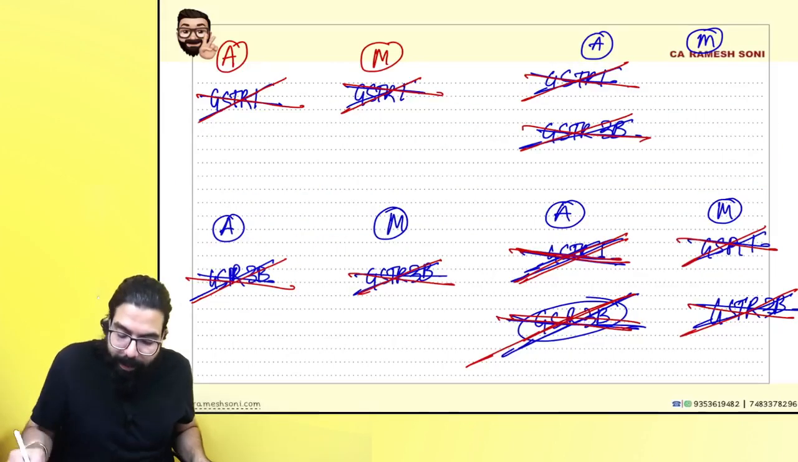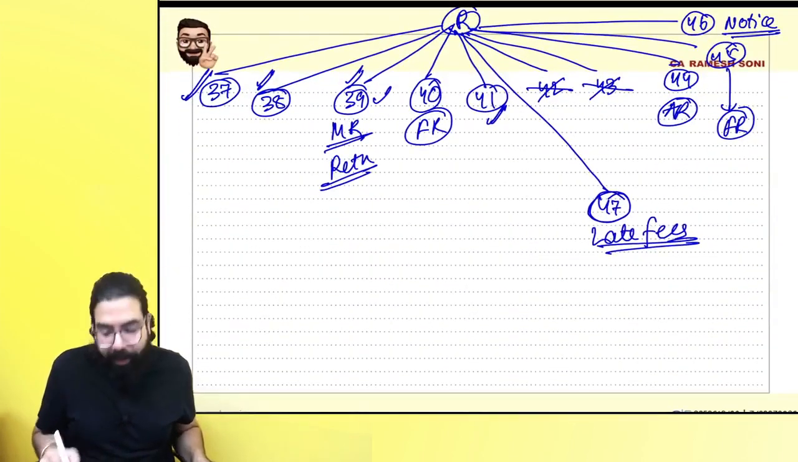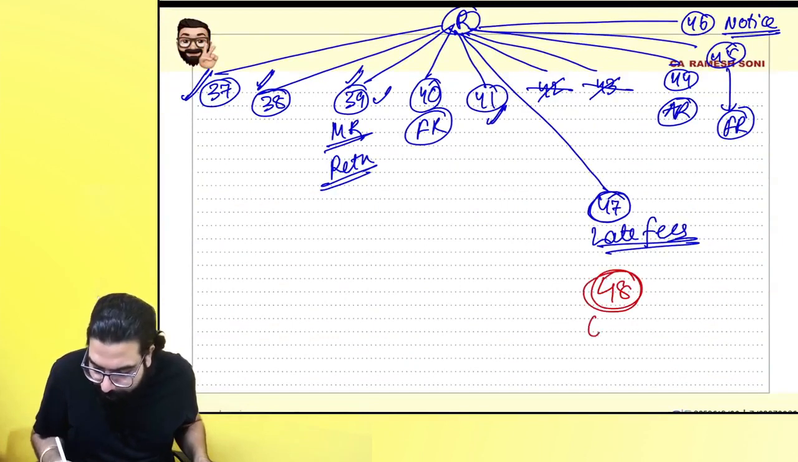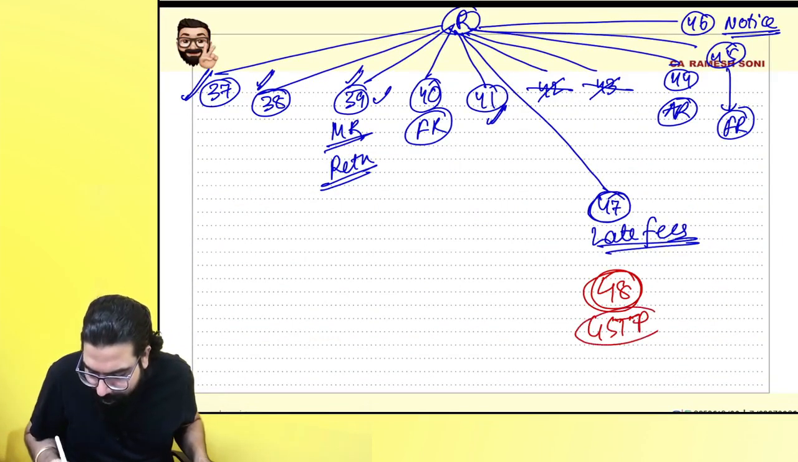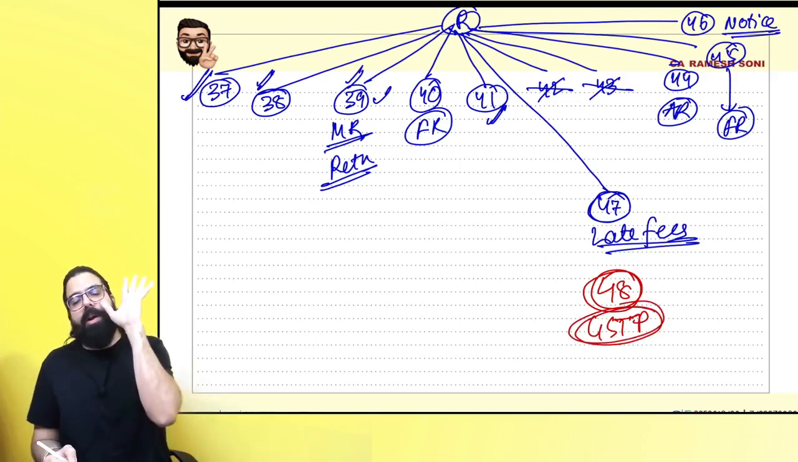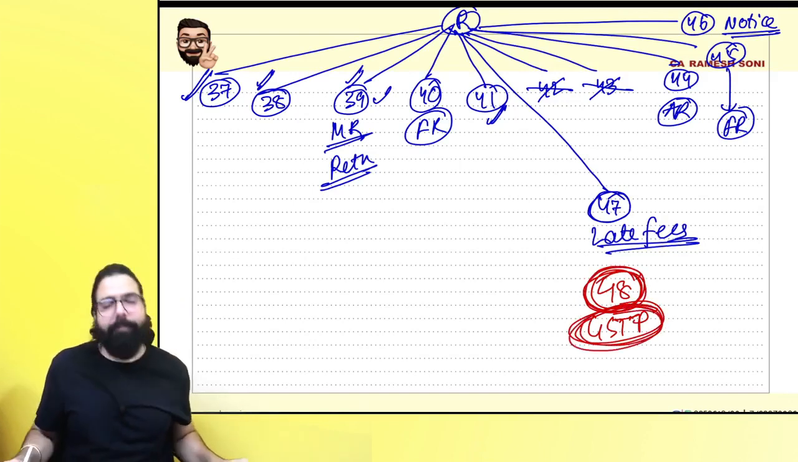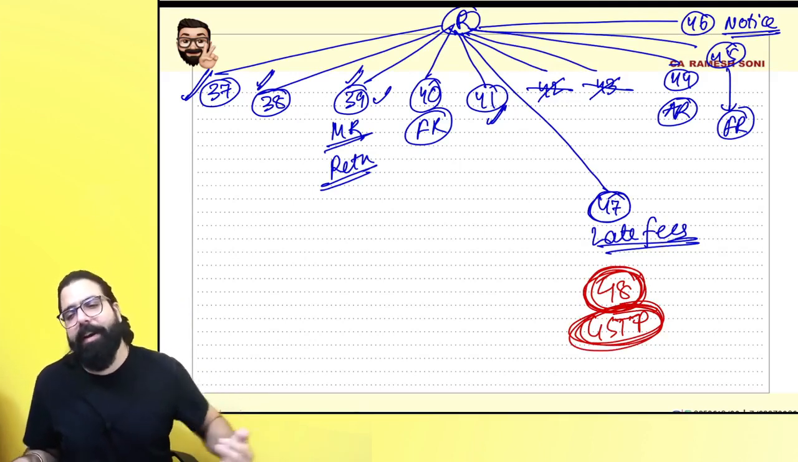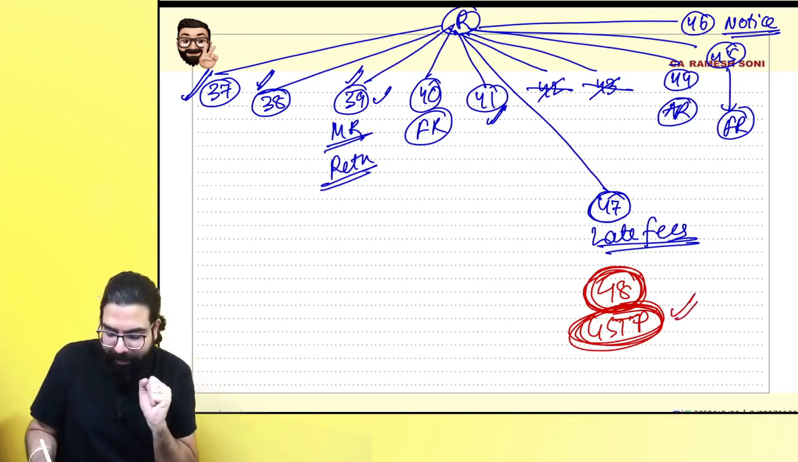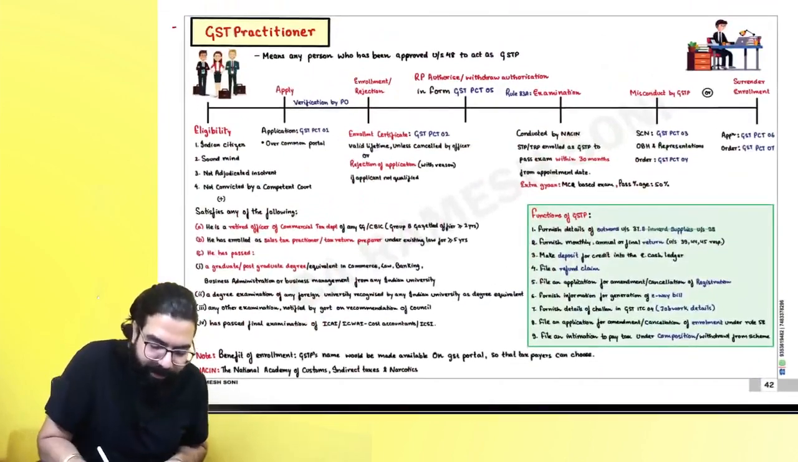Now, in the chapter of returns, one small point comes. Everyone listen. After section number 47 comes section number 48, which talks about the GST practitioner. Sir, in your returns chapter only the GST practitioner comes, because GST practitioners can also file these statements and returns for you. So the GST practitioner is also over here. The next chart is your GST practitioner.